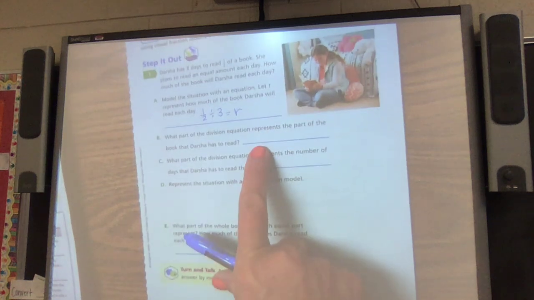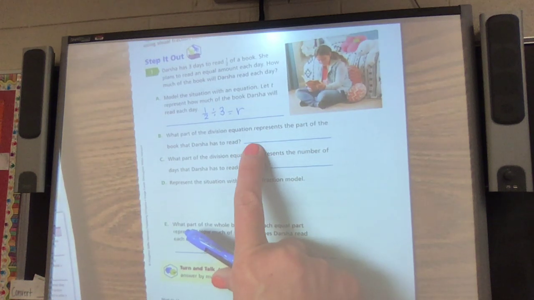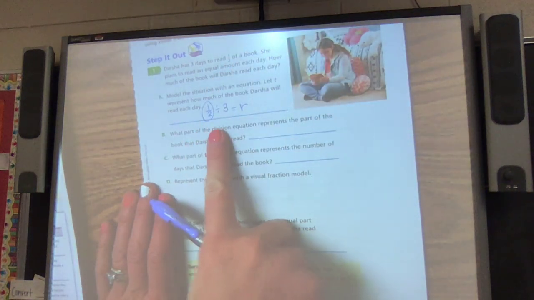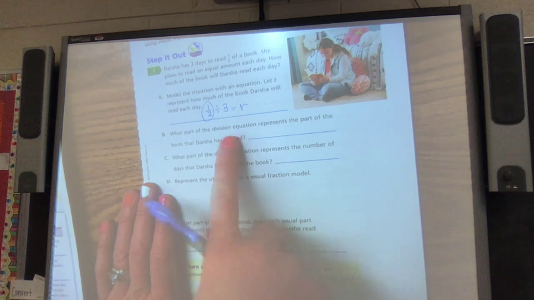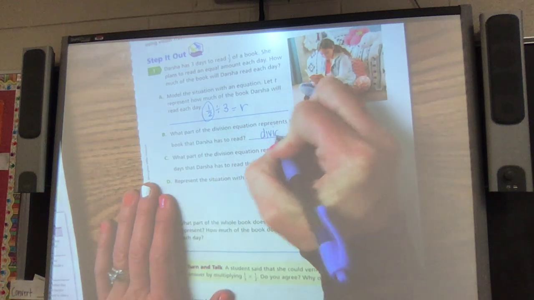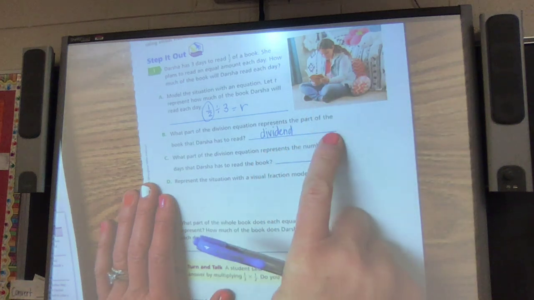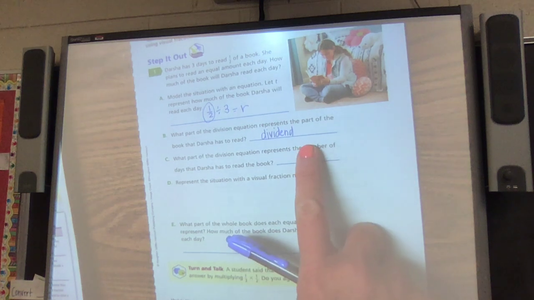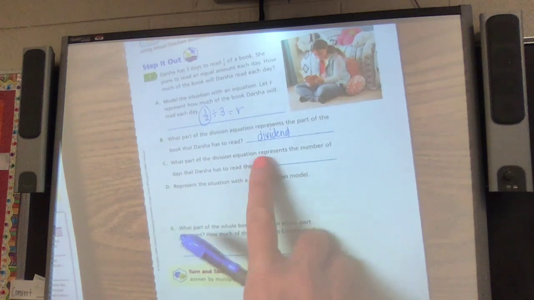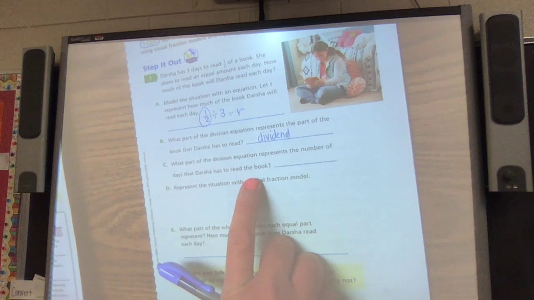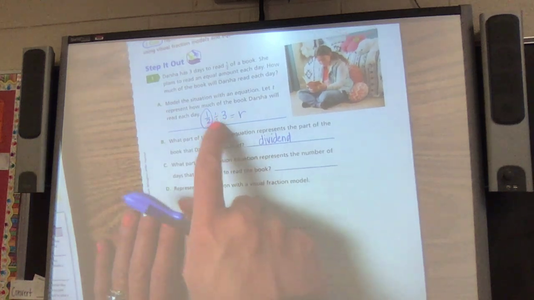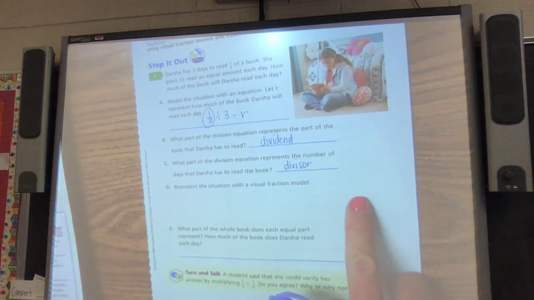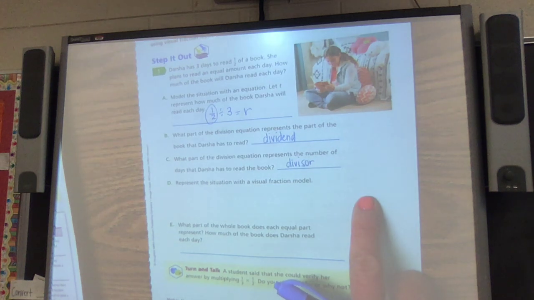Which part of the division equation represents the part of the book she has to read? So what do we call this very beginning number, or what's being divided? What's being divided is called the dividend. That's the first part in your division number sentence, the thing being divided. What part of the equation represents the number of days she has to read the book? She has 3 days. That's called the divisor. That's what you're dividing by, your divisor.